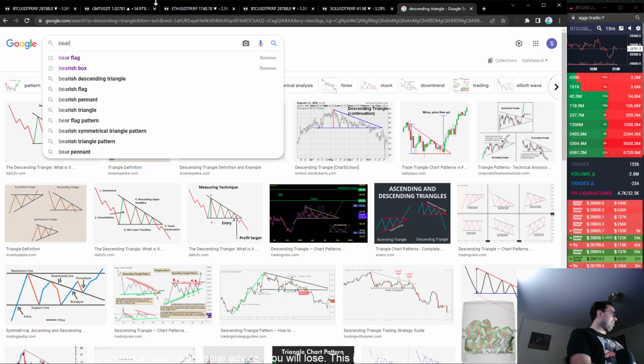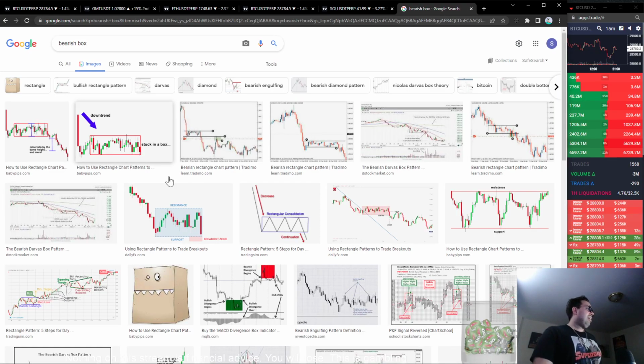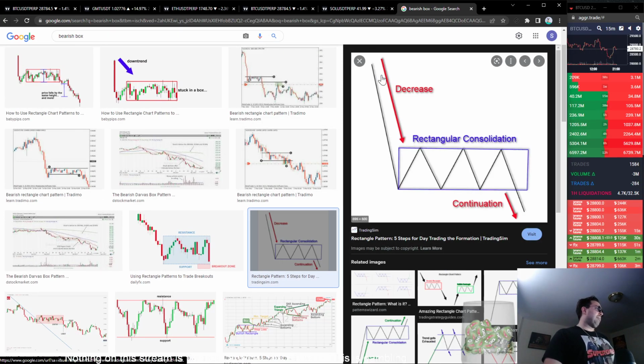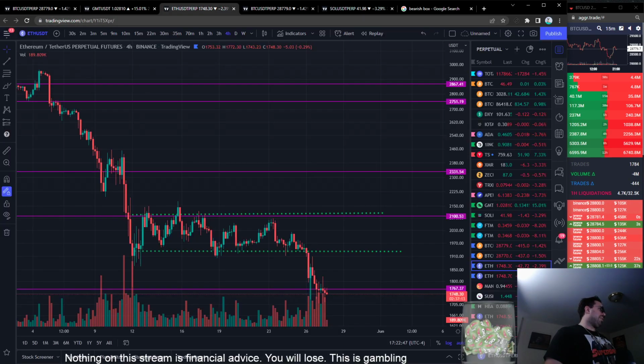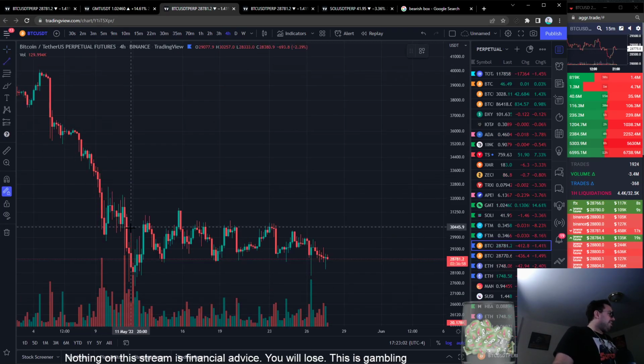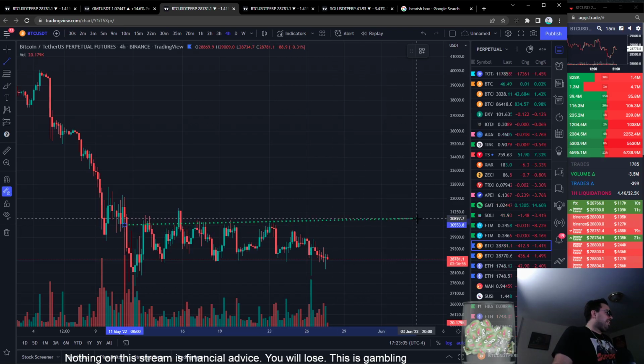And if you don't know what a bearish box is, we've been talking about it on our Twitter. If you're not following our Twitter, make sure to follow our Twitter. A bearish box, right, is essentially this, where you get a big decrease, a rectangular consolidation with a continuation down, right? And it was more visible on Bitcoin. Ethereum has been a little bit more bearish in the last 2 or 3 weeks, because if we go to Bitcoin right now, since we haven't charted it, this was pretty much a perfect bearish box, right?